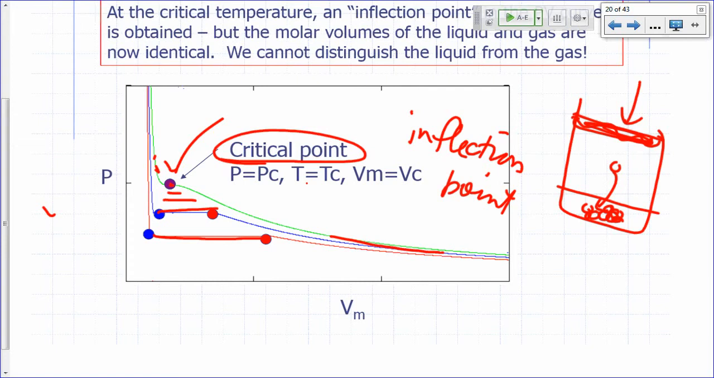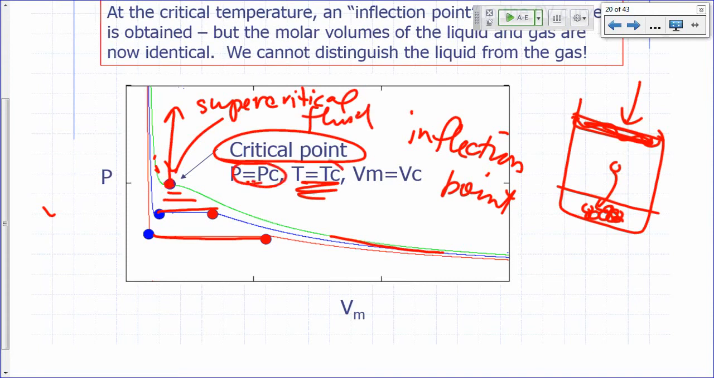you'd say beyond this critical temperature, you can no longer liquefy or solidify a gas by just increasing its pressure. So beyond this, you have what's called a supercritical fluid. So this point right here is your critical point. The pressure at that point is the critical pressure. The temperature at that point is the critical temperature. The volume at that point is the critical volume.